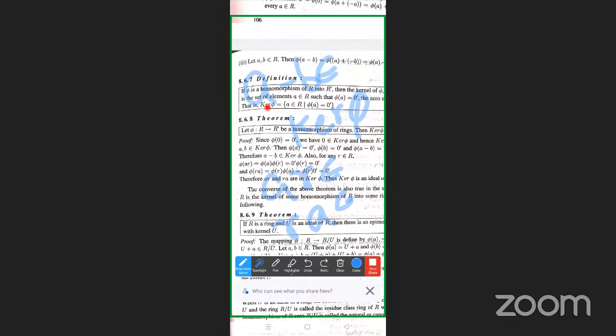So these are three conditions. First condition: A minus B belongs to kernel pi. So this is the first condition of ideal. Therefore A minus B belongs to kernel pi. Also for R belongs to R, pi of A into R is equal to, by the second condition of homomorphism, pi of A into B equals pi of A into pi of B. So here pi of A into R equals pi of A into pi of R. But pi of A is equal to 0, so 0 into pi of R, so the total term is 0.